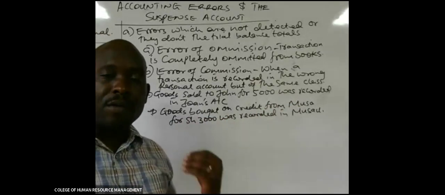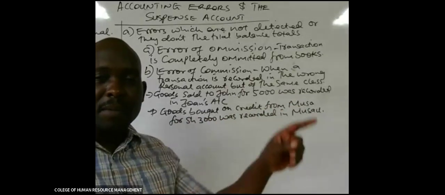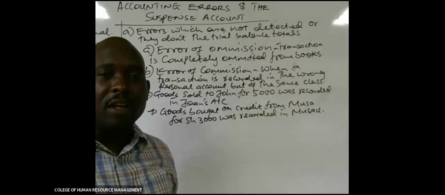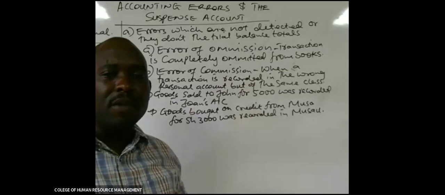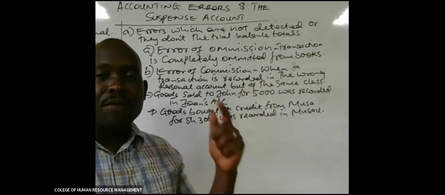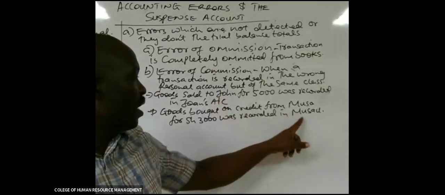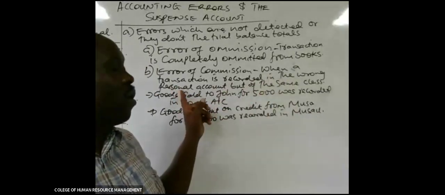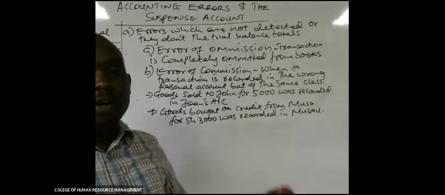Again, this is an error of commission. When you purchase goods, we normally debit our purchases account, we credit the supplier. That is the procedure. When it comes to double entry, we debit the purchases. When goods are coming into the business, we debit them in the purchases account. Then we credit the supplier if they have been acquired on credit. But now look here. The person who was credited is now the wrong person. That is what we are saying here. It is recorded in the wrong personal account. The account that was credited is the account of Musau instead of crediting Musa.